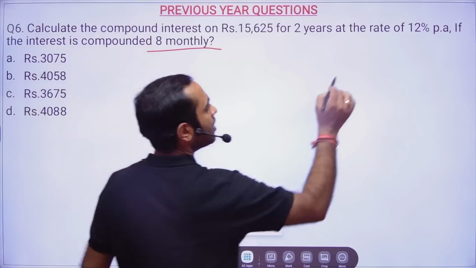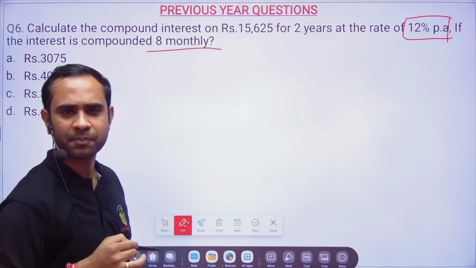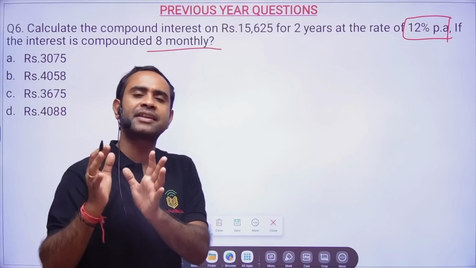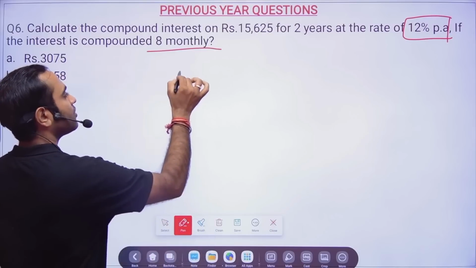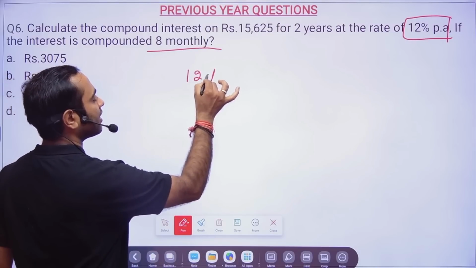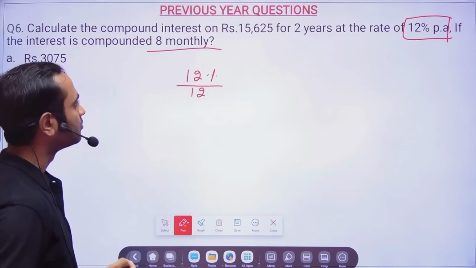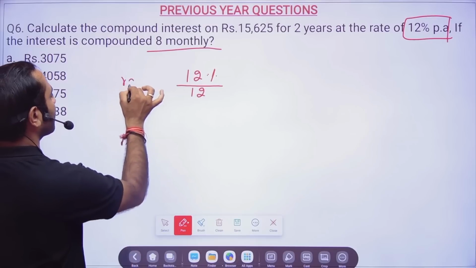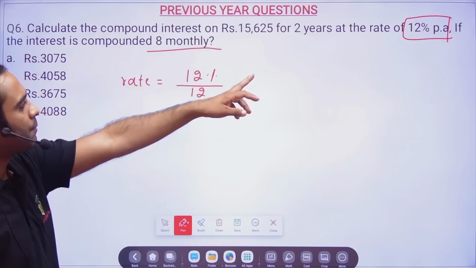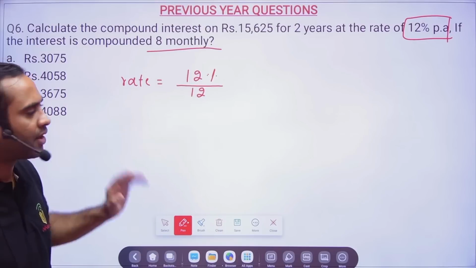Now, friends, 12% per annum, right? 12% per annum is their interest. That means in 1 year, the rate of interest is 12%. So 1 year is nothing but 12 months. So 12% interest in how many months? In 12 months. So we are calculating the rate here. 12% per annum means in 12 months, the rate of interest is 12%.